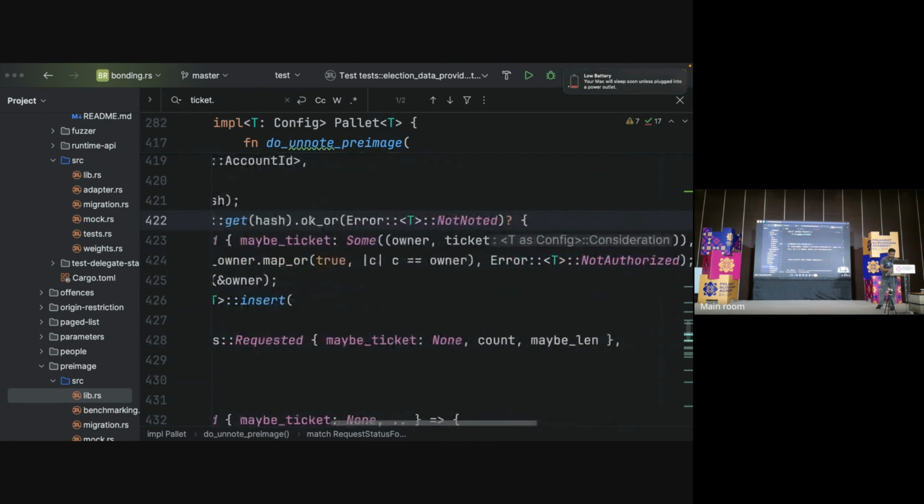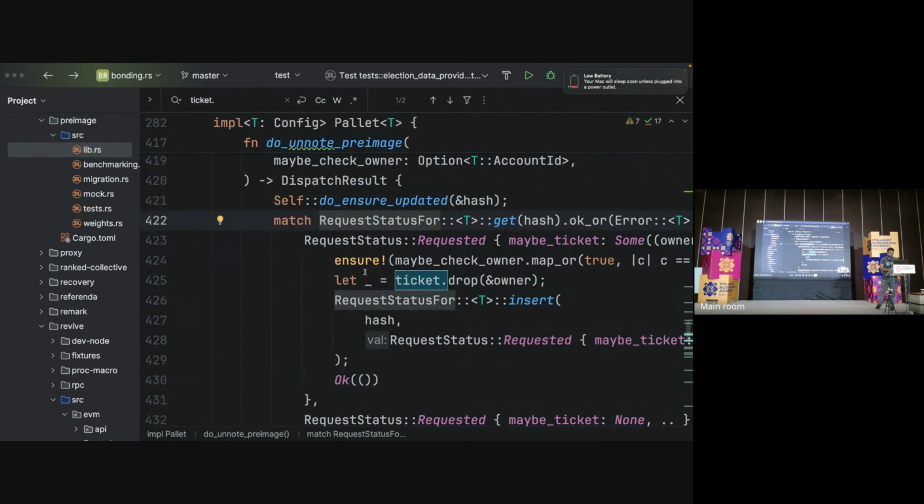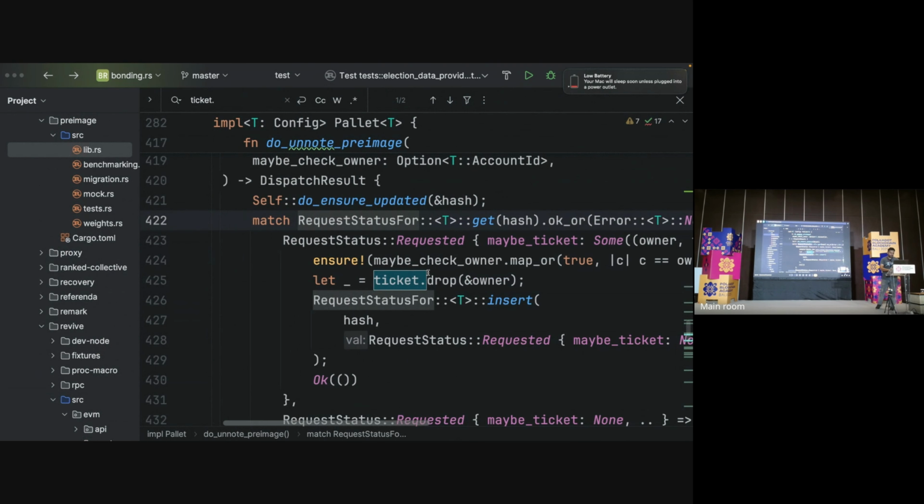Yeah, so this is a storage item, request status for. From there, you're getting that ticket and you're just dropping it. And this will take care of everything. So when you set new, it will do some hold. When you say drop, it will remove that hold. You don't need to care or mutate or do things by yourself. It's basically just a higher level abstraction.